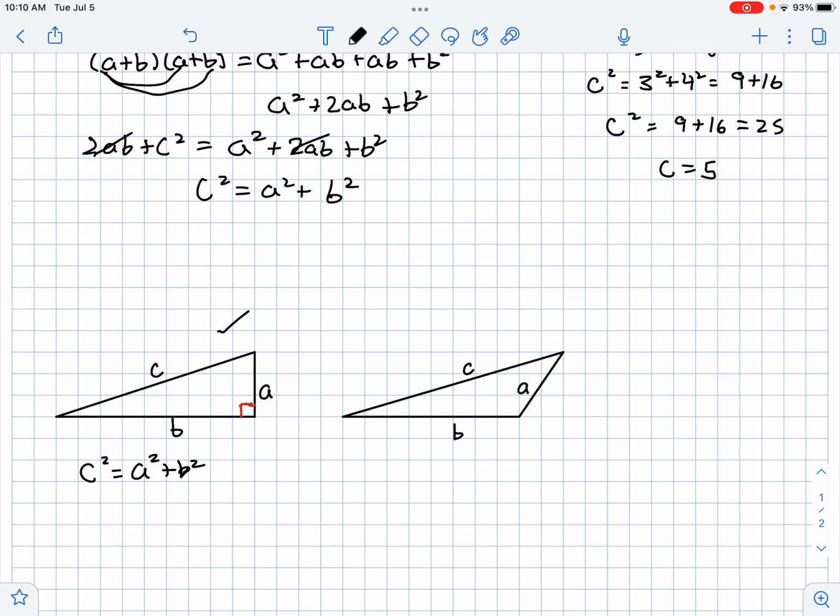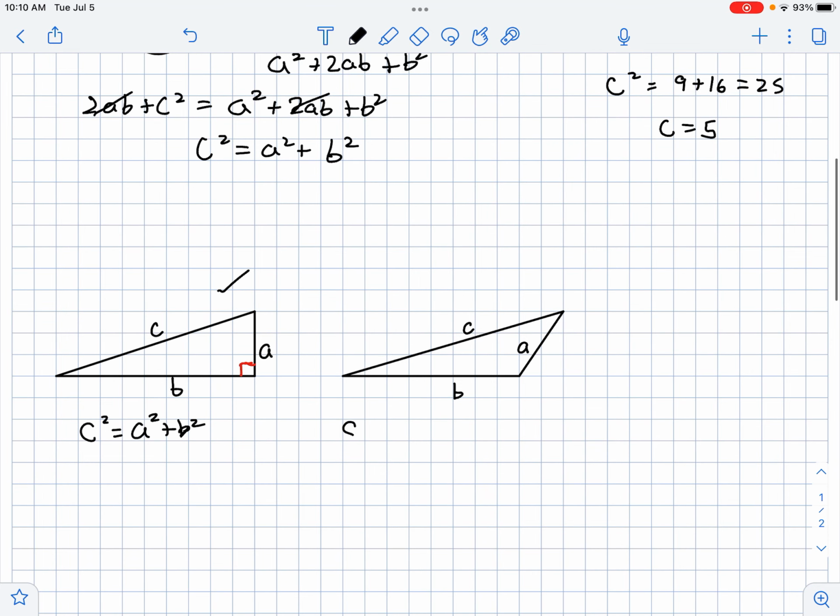Now look at this next one over here. This is not a right triangle. This is an obtuse triangle. It's got an angle bigger than 90 in it. Suppose that a squared plus b squared does equal the longest side squared. Let's just suppose. So this is an example of where I'm going to do a proof by contradiction. Let's just, for the sake of argument, suppose that a squared plus b squared does equal c squared.